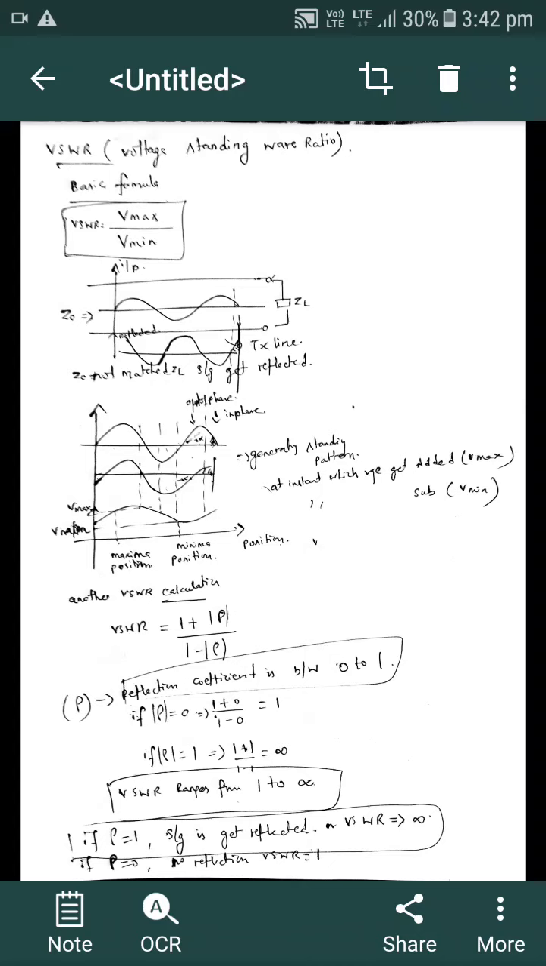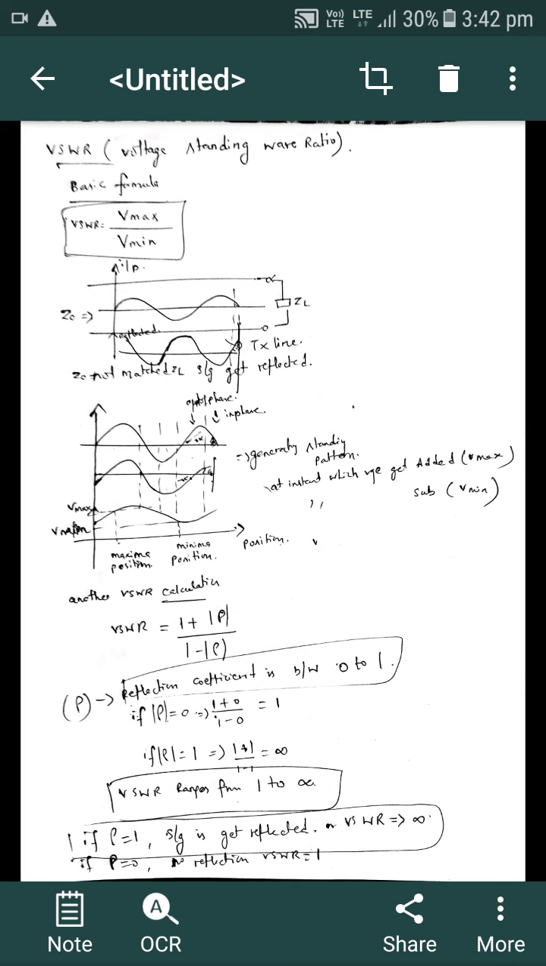Next topic is VSWR. The abbreviation is voltage standing wave ratio. The basic formula is Vmax to Vmin, so maximum voltage to minimum voltage. The ratio of maximum voltage to minimum voltage is the basic formula for VSWR measurement.